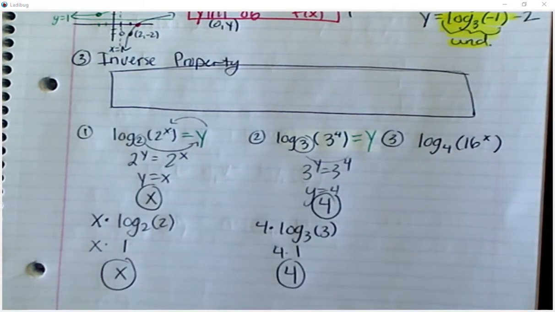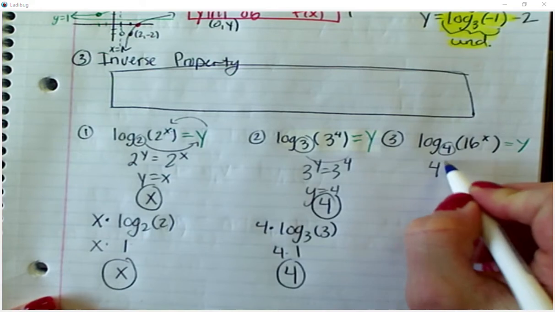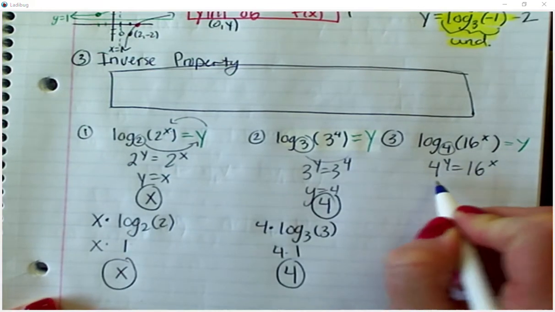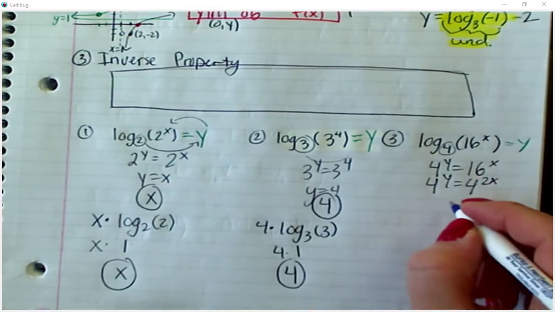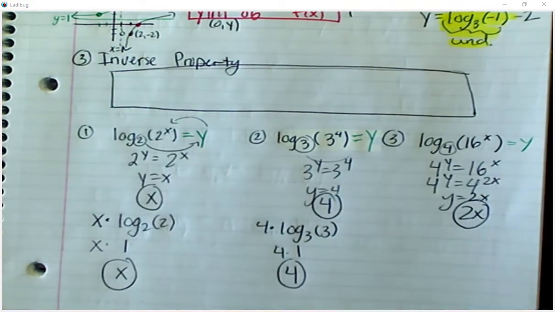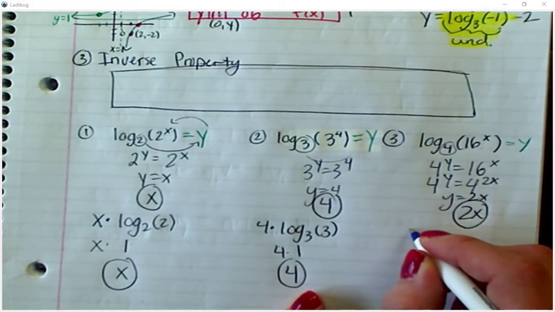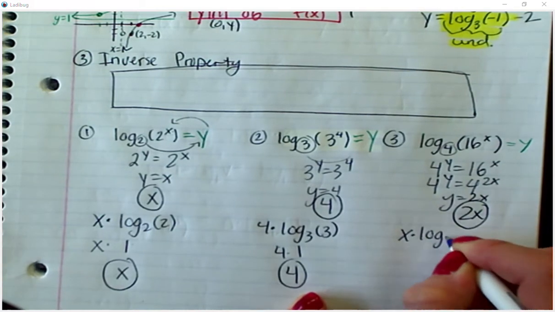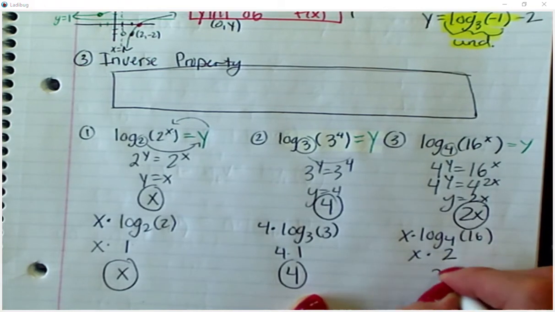3 is kind of tricky. The bases don't match. I can still do this with the equal to y. 4 to the y equals 16 to the x. A little bit of rewriting. So y equals 2x. It's okay to have an answer with a variable in it. It is. All right. Now, the exponent, I'm going to write this as x times log base 4 of 16. Well, log base 4 of 16 is 2.